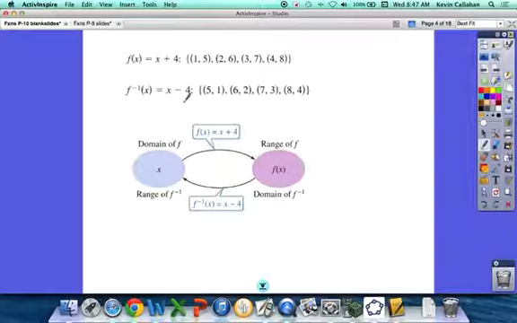And you notice the effect on the points. In the function, you had 1, 5. In the inverse, you got 5, 1. It just switches the x's and the y's. So every point here, if you switch the x and y, you get the inverse.